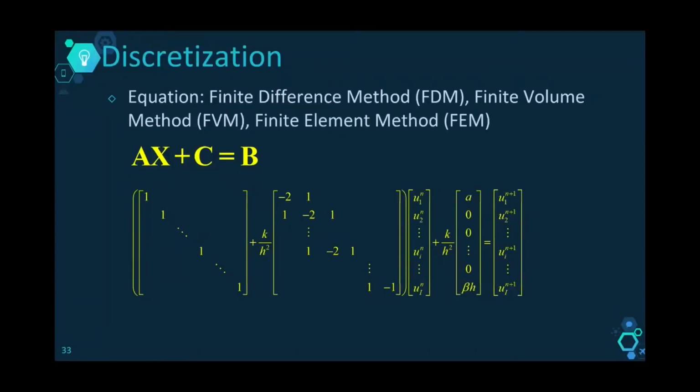So if we discretize the equations, what we will get is something called an algebraic equation system. We use different tools: finite difference method, finite volume method, and finite element method. Sometimes we will get the same algebraic system. Sometimes they could be different. And here I show what Ax + c = b looks like. This is a very typical algebraic equation system for a multiphysics problem.